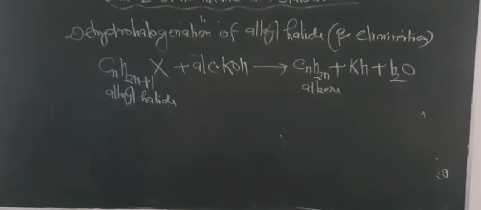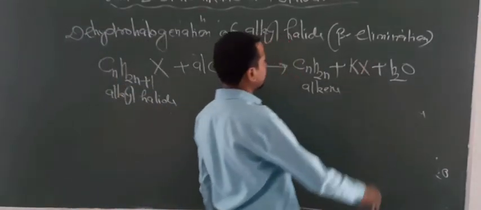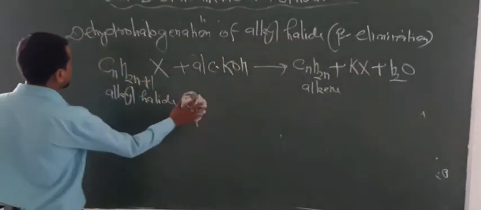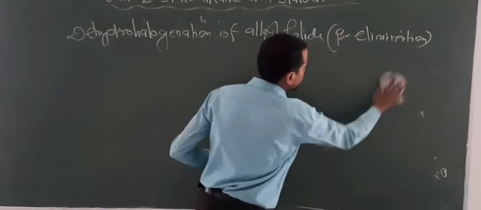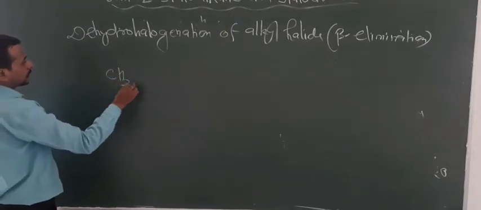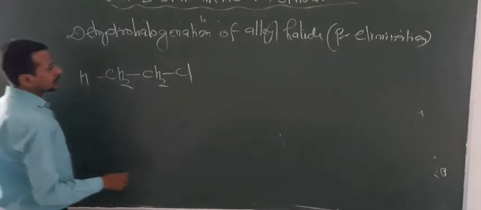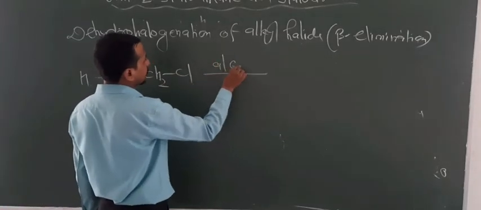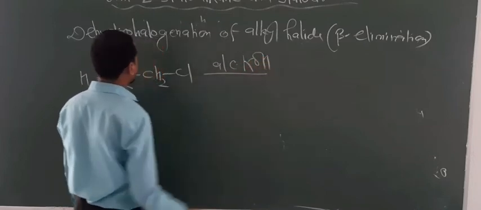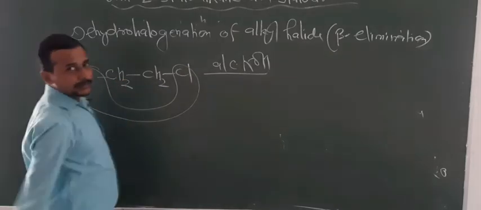Now students, you can take one example to understand it. Here basically it is KX. Now take one example to understand this. Again the example given to you like this: CH2 single bond CH2 single bond Cl, one H. Now in presence of alcoholic KOH, so what happens? The loss of HCl takes place and formation of one pi bond.